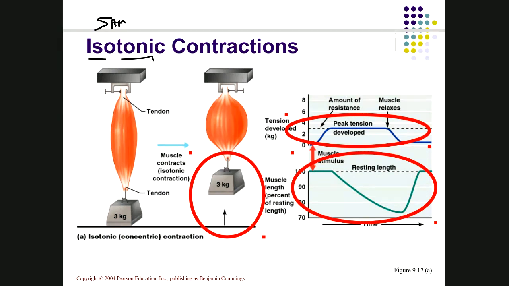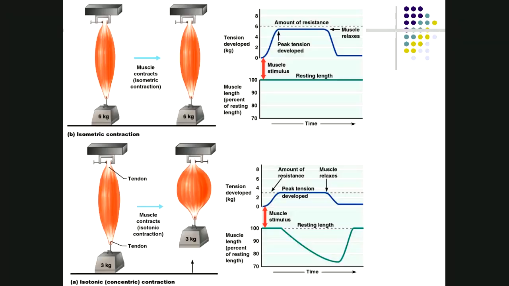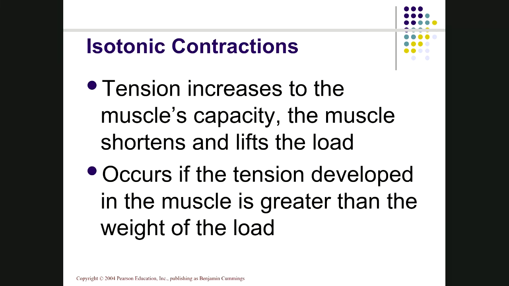And so the tension in the muscle is equal to the weight being moved. And so in this situation, the tension in the muscle is equal to or greater than the weight of the load, and the muscle is going to lift the load, and then the muscle will shorten.